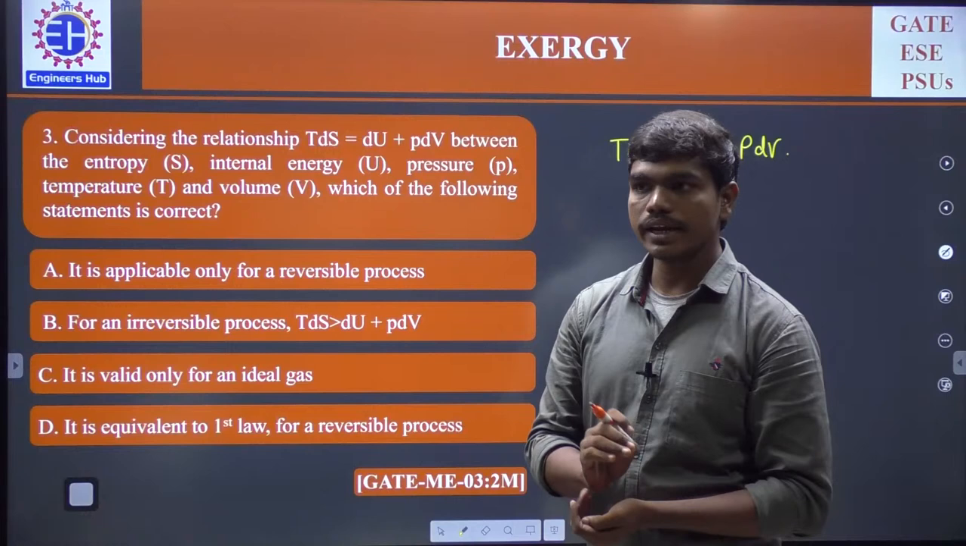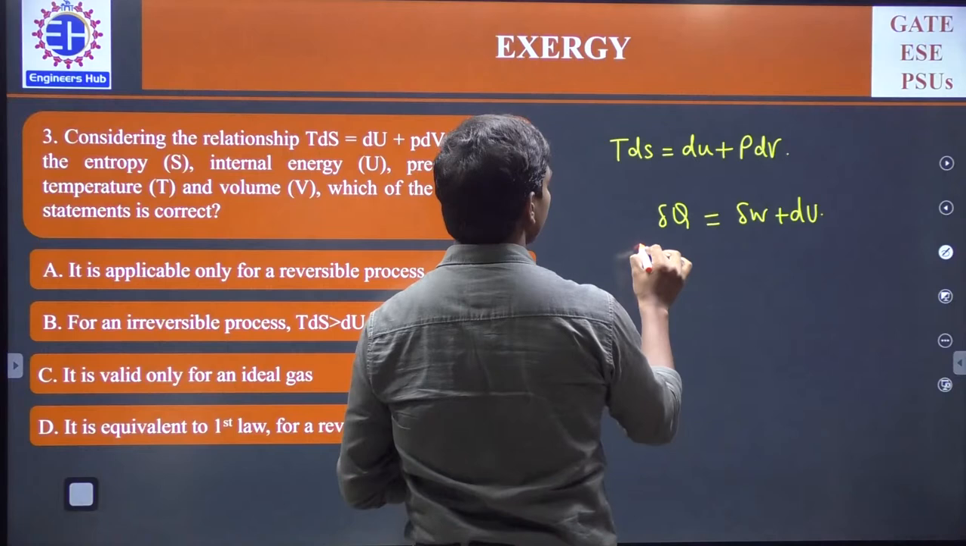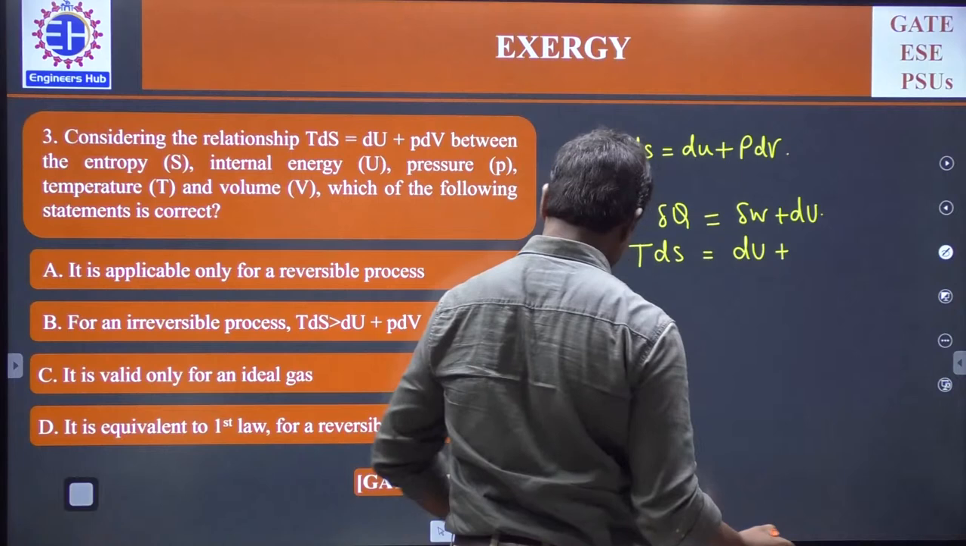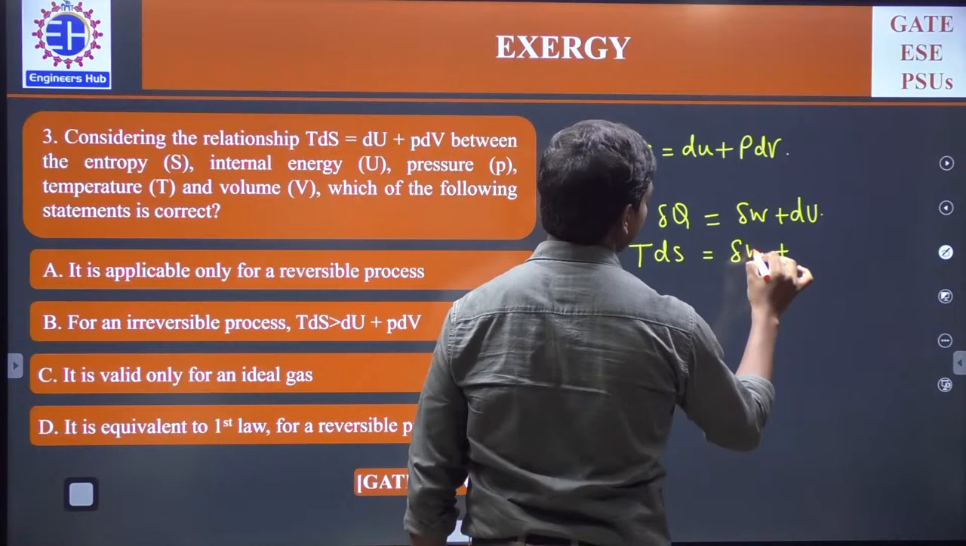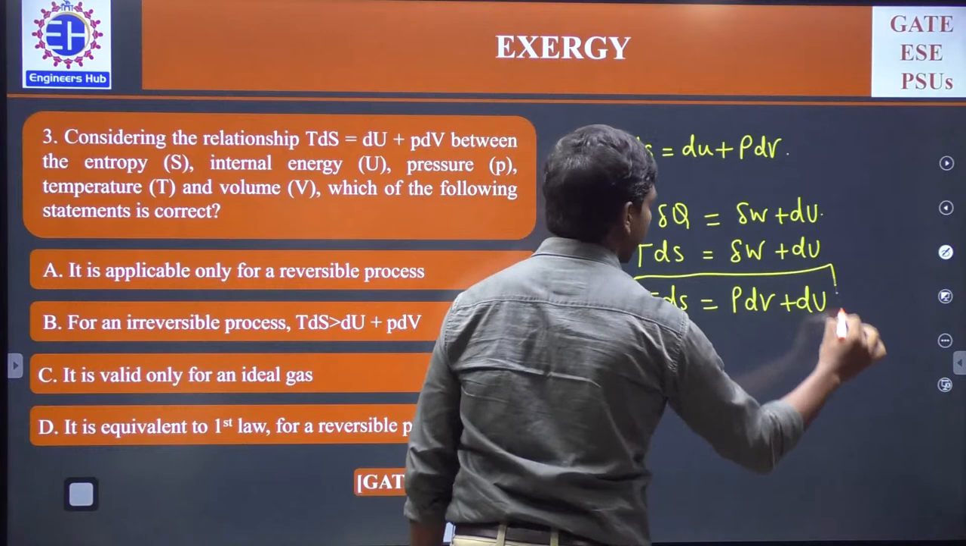We have del Q is equal to del W plus dU. Correct? When the process is reversible, this del Q can be written as TdS, and del W is PdV, plus this dU. We can write PdV plus dU. Correct? This is how I showed you in the entropy chapter, and I have named this the first TdS equation. Do you remember this?